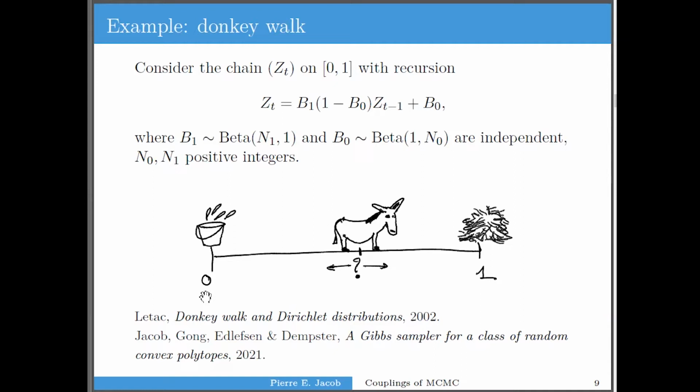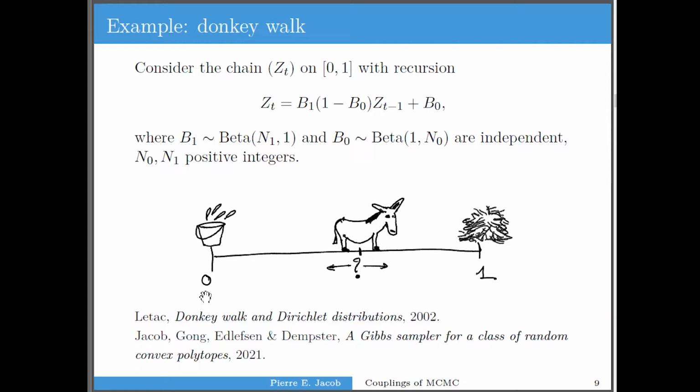And the recursion is basically scaling and translating with beta variables so that the Markov chain remains on 0, 1, doing one step towards the left, one step towards the right. And this is parameterized here with 2 integers n0 and n1. As it happens, this also is related to doing Dempster-Shafer analysis of categorical data, and that's where I've encountered this chain in our collaboration with Robin Gong, Paul Lefsen, and Art Dempster.